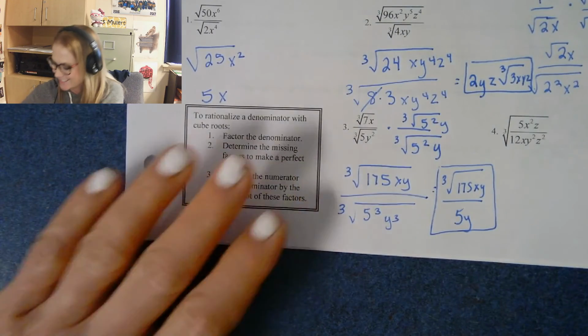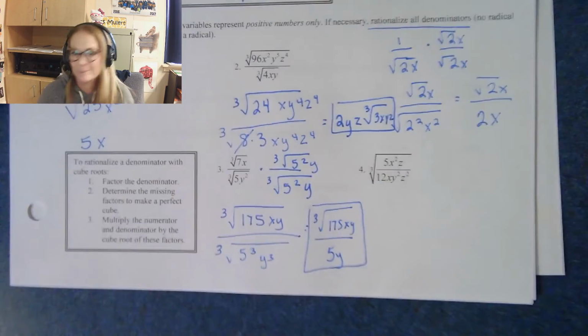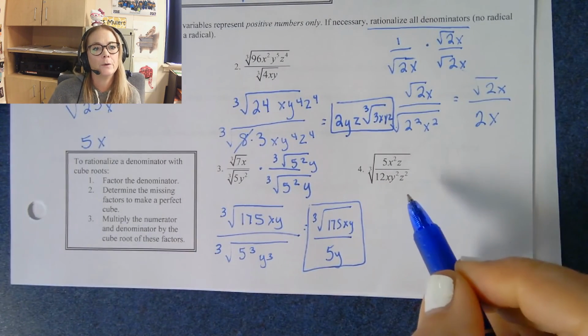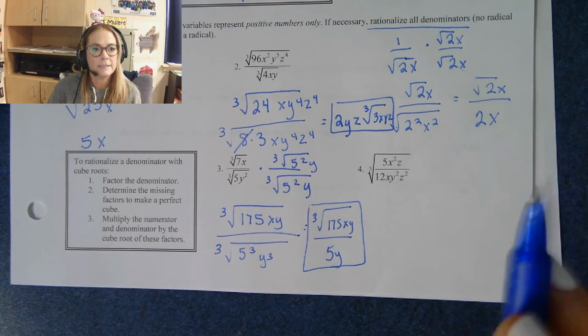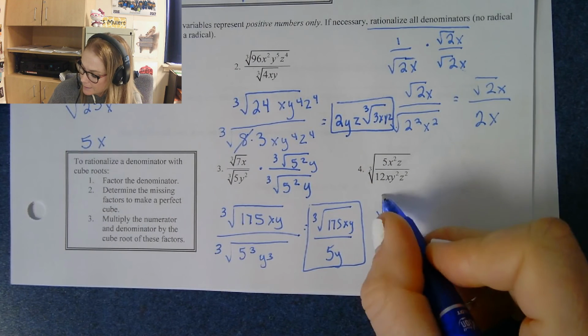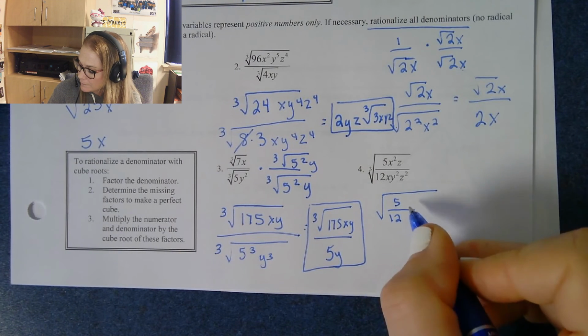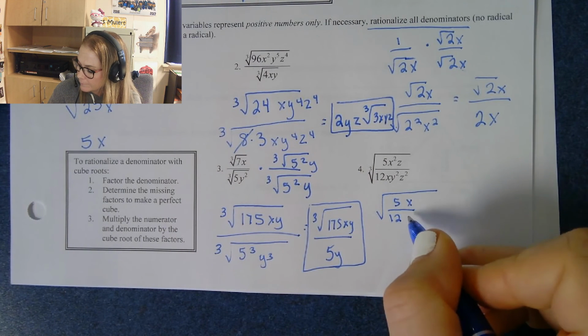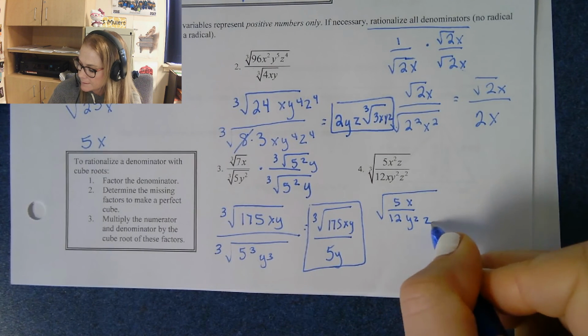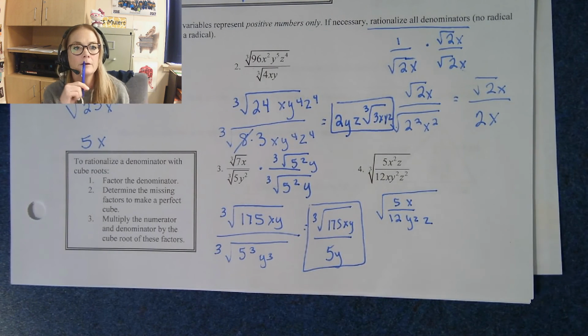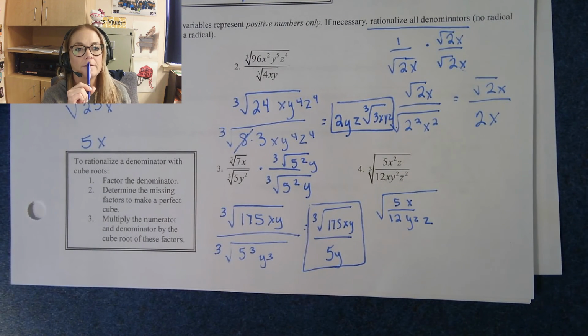And then our last one here. Clean it up first if you can. So let's do that. So I've got 5 over 12, 1x on top, y squared on bottom, and 1z on bottom. So 5 over 12, nothing I can do with that. An x on top, y squared on bottom, and a z, more z's on the bottom by 1.